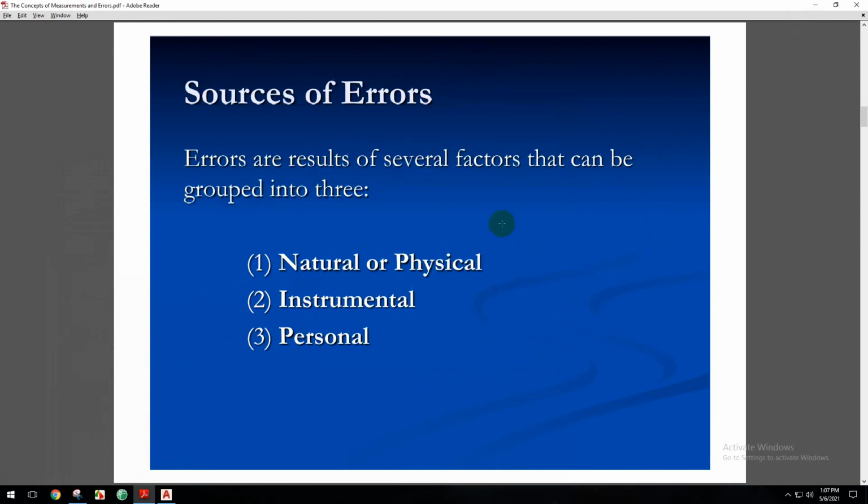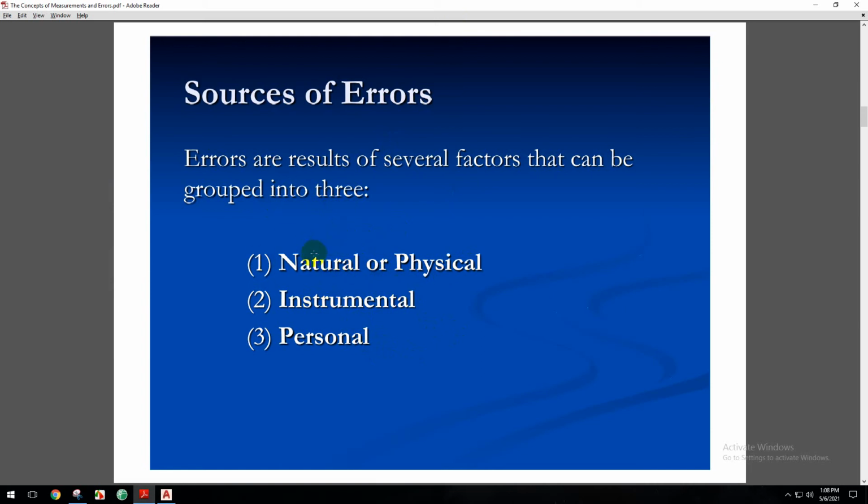Okay, moving on. So, sources of errors. Errors are results of several factors that can be grouped into three. So mao na ang mga sources of errors: natural or physical, instrumental, and personal. So ani mao na ang mga hinungdan sa errors.